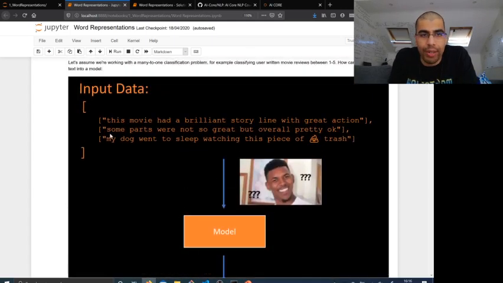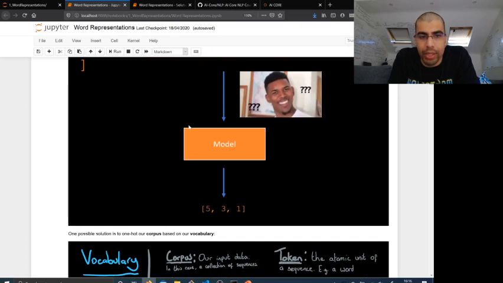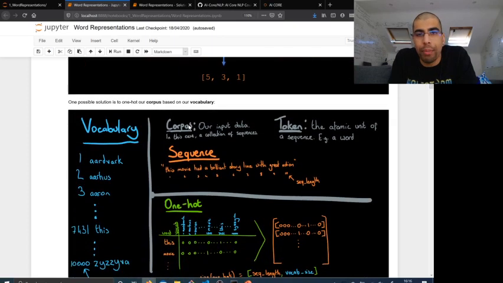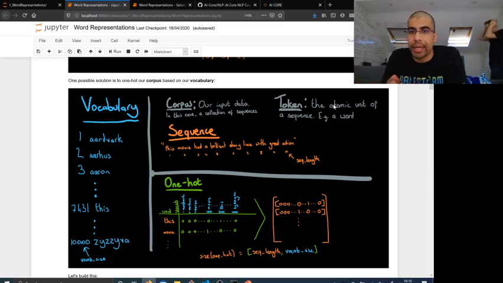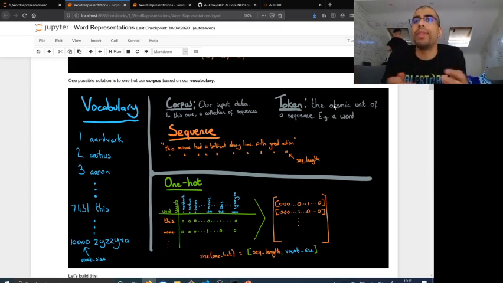To go from our natural language data to something which our computer can understand, we need to one-hot our corpus based on the tokens, which is what we use to generate our vocabulary. So let's break this down term by term. A token is the atomic unit of a sequence. One example of a token is a word, but another example could be punctuation or an emoji. It's just something the aggregation of which represents the sequence as a whole.